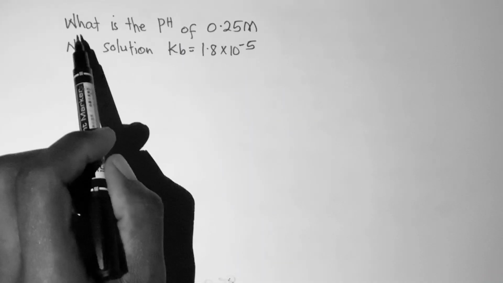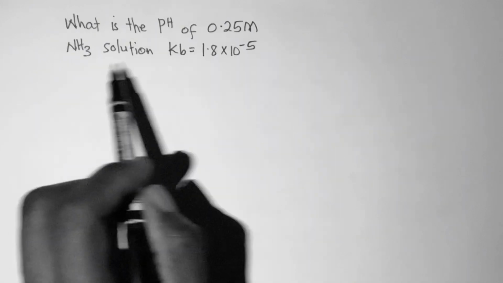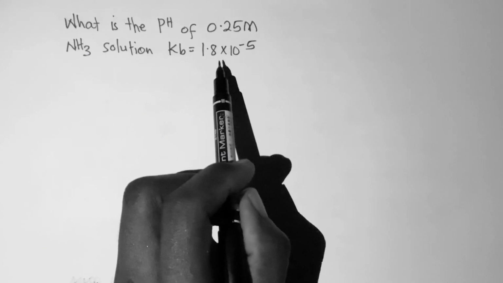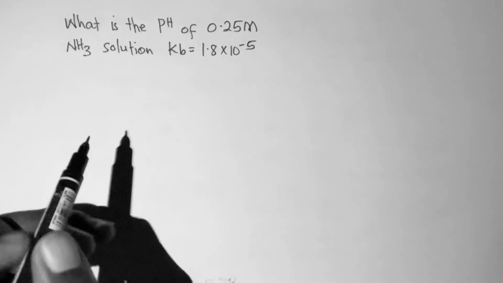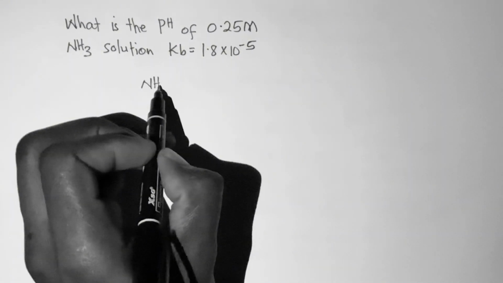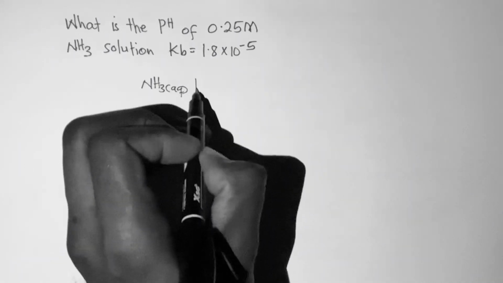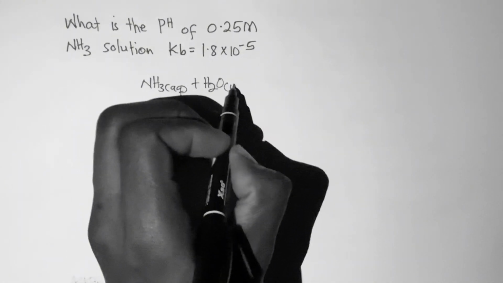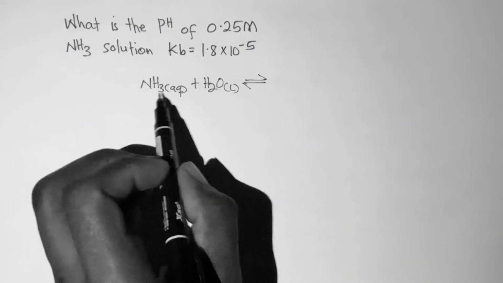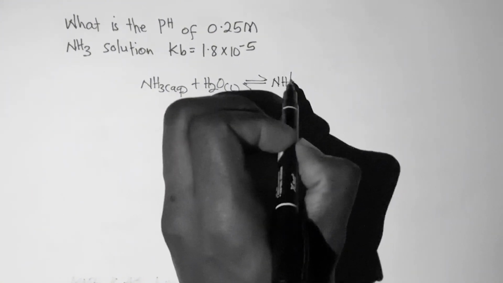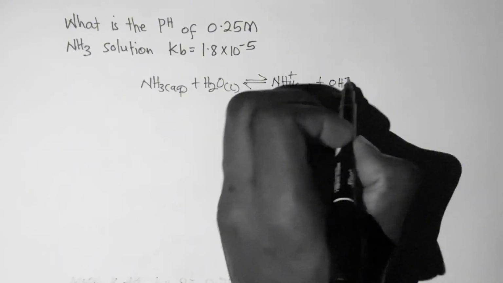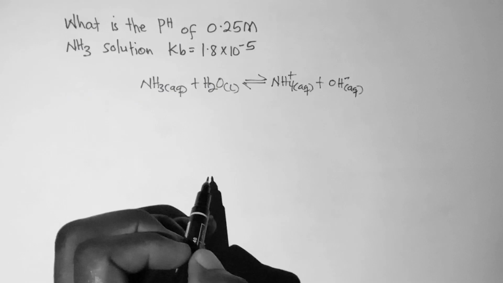And we have this question here. It says, what is the pH of 0.25 molar ammonia solution? Kb of ammonia is 1.8 times 10 exponent minus 5. So let's write the dissociation of ammonia in water. So ammonia, NH3 aqueous, when put in water, H2O liquid, it will undergo a reversible reaction. So we are going to form the ammonium ion in solution, then OH minus anion also in aqueous solution.